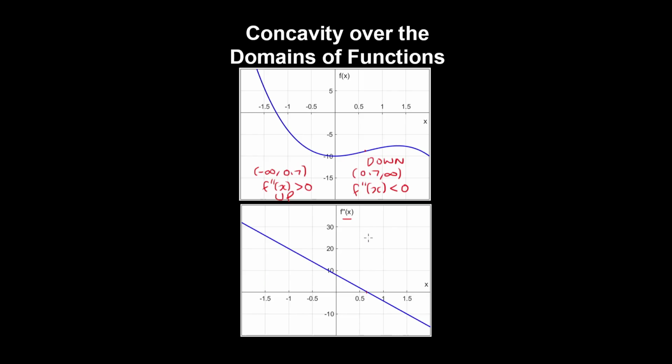And we can observe that when the second derivative is 0, that's an inflection point where there's a transition in curvature of the function's graph.